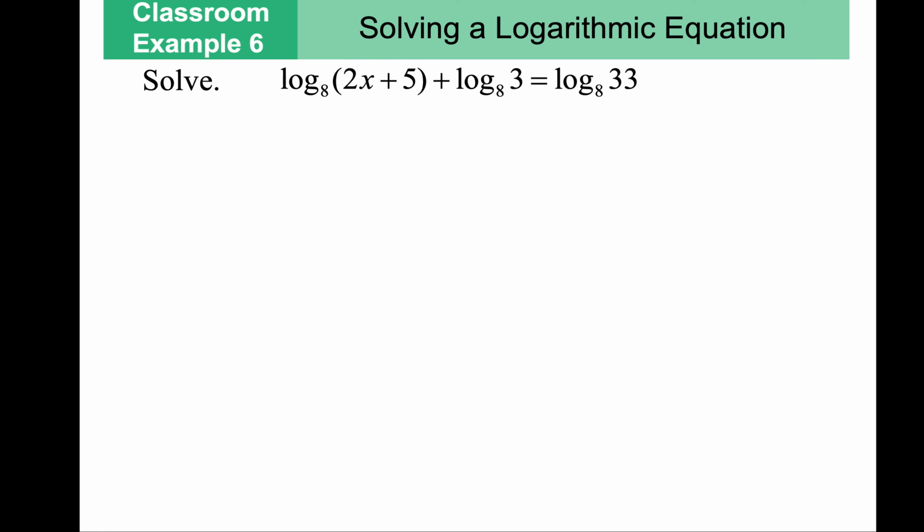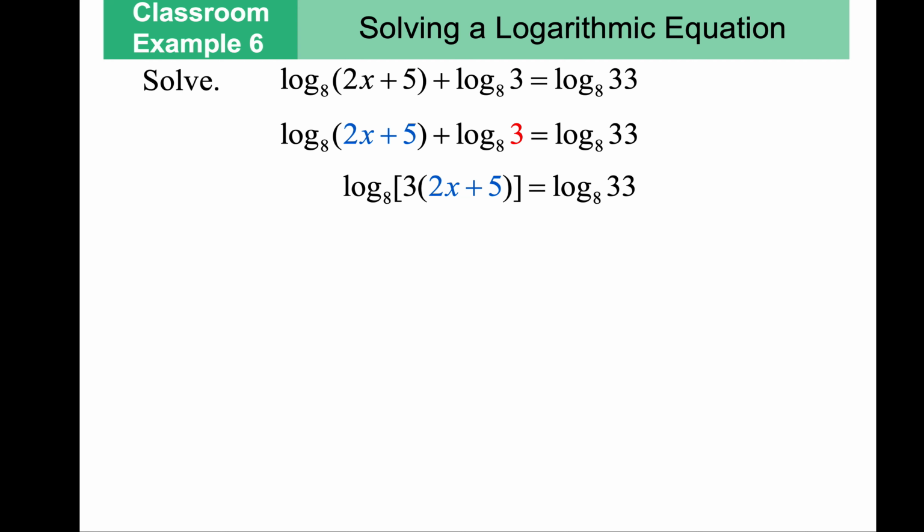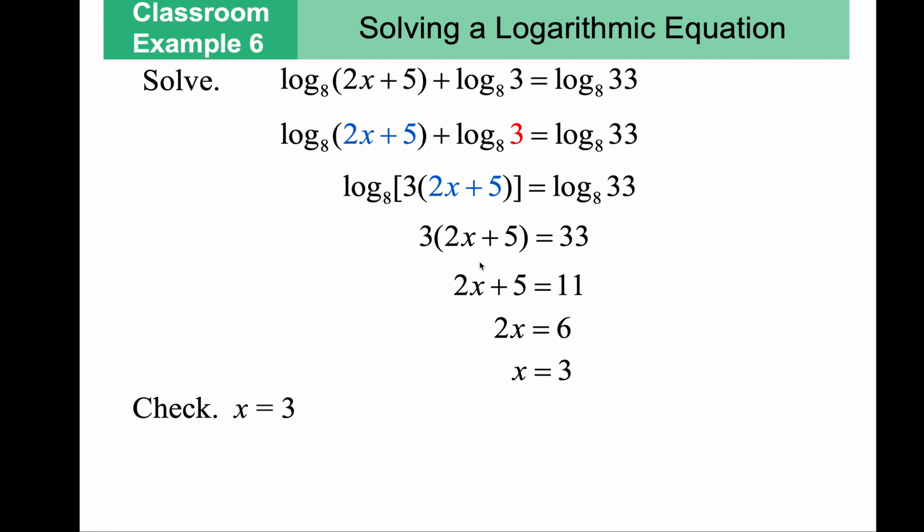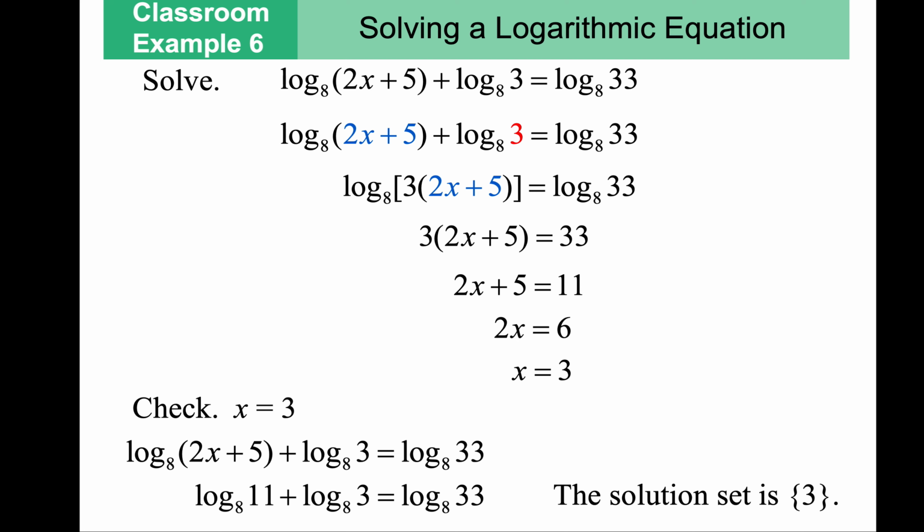Here, I have a different situation because I have multiple logarithms. I need to condense the left-hand side into one logarithm. My logarithm rules say if I'm adding two logs, I can multiply the inside of them, and then this log has to be equal to this log. So I'm setting the insides equal because they're the same base. And then I'm just going to solve for x. So the trick is combining them and then solving for x.